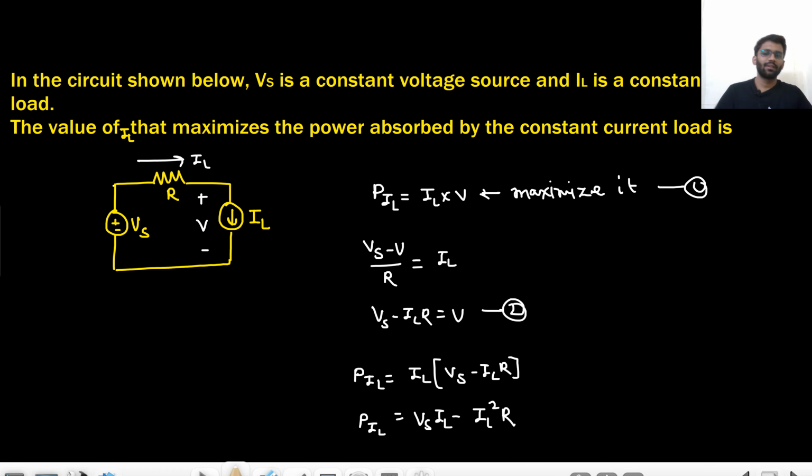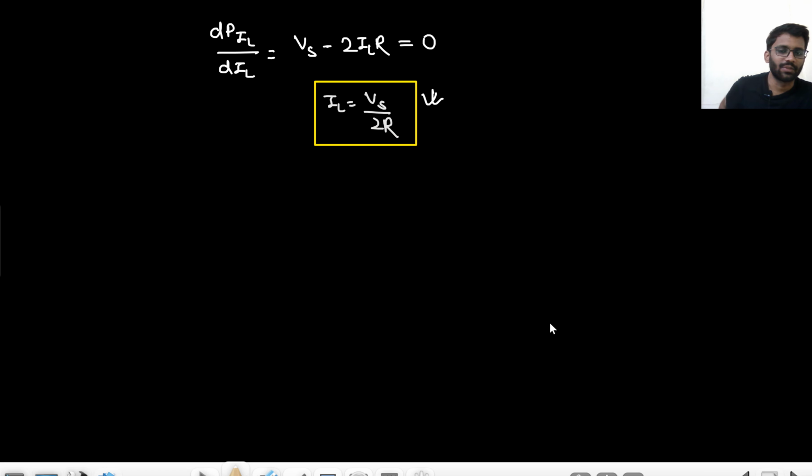Got my point? Voltage source, current source, voltage V, resistance R. So I wrote the power delivered, then I found the value of V, then I put the value of V there, and I got the complete expression in constant terms and the current IL. So I need to find the value of IL that maximizes the power absorbed in the current load, so I will differentiate with respect to IL only. From there I get the value of IL, that is Vs by 2R.